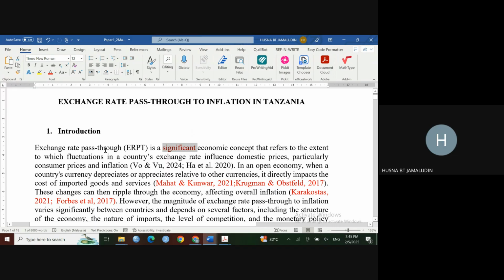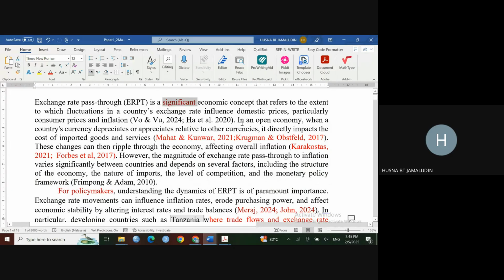So exchange rate pass-through is an economic concept that refers to, or can be defined as, the extent of blah blah blah. Because this is a concept that many people may not know, you can just define it. So what's the problem? Remember, in the introduction, you can define, you can give the background, and then people are looking at the problem statement. Okay, so in an open economy, blah blah blah is direct.